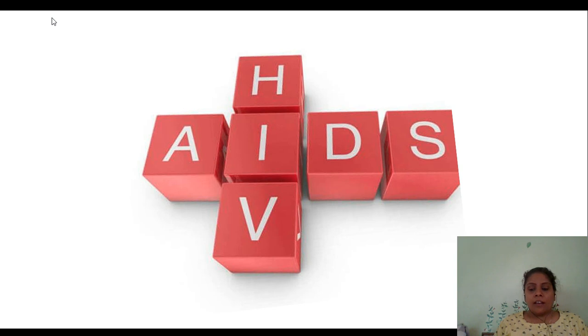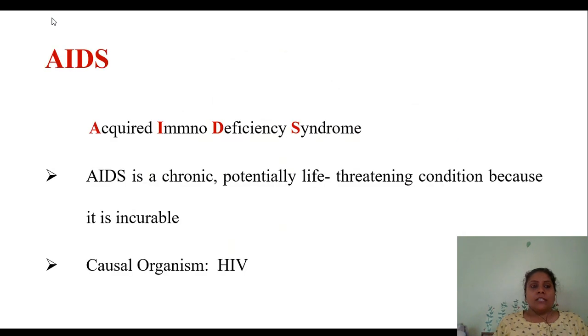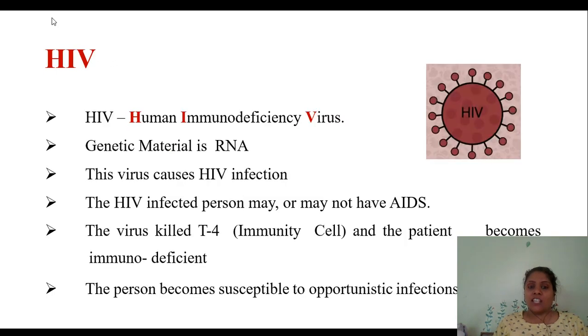AIDS and HIV. AIDS is acquired immunodeficiency syndrome. AIDS is a chronic, potentially life-threatening condition because it's incurable. The causal organism of AIDS is HIV, human immunodeficiency virus. Its genetic material is RNA.